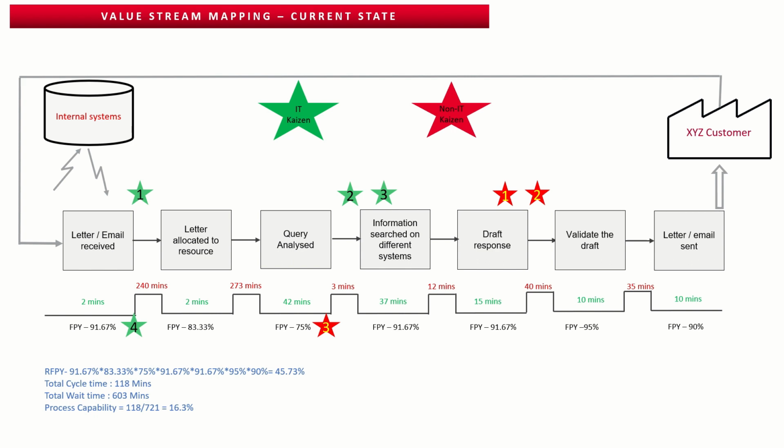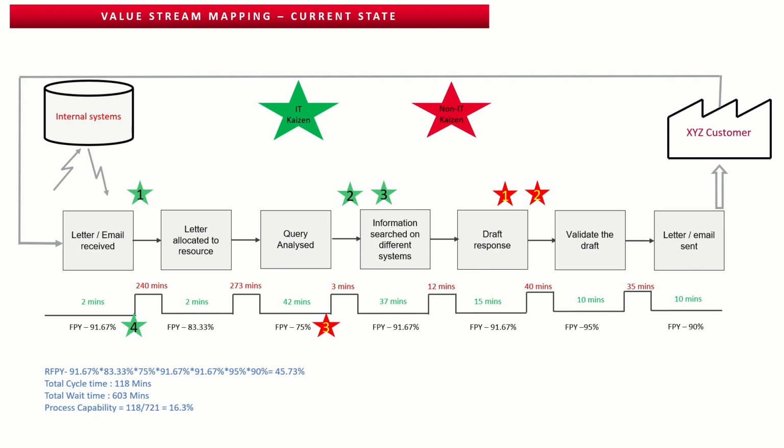And the first pass yield of all these steps are written below. The first pass yield of the first step was 91.67%. For the second step it was 83.33%. It means there could be a possibility that the entire information is not present in the letter or in the email. It has to be sent back to the customer for more information. That is why the first pass yields were low at these points.